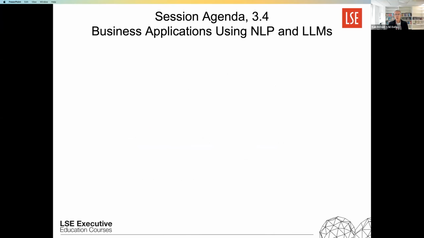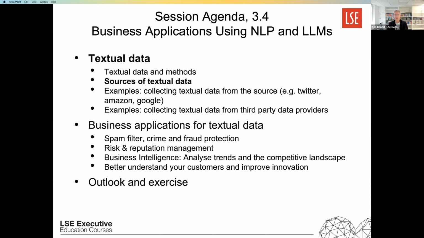Then we talk about business applications that include things like spam filters, crime and fraud protection, how to manage risk and reputation, how to use this in business intelligence to analyze trends and the competitive landscape of the context of your organization, and how to better understand your customers and use that information for decision-making or improving innovation.